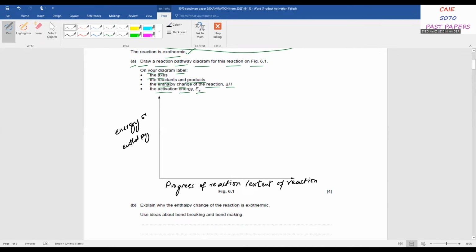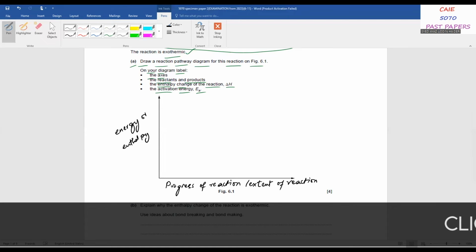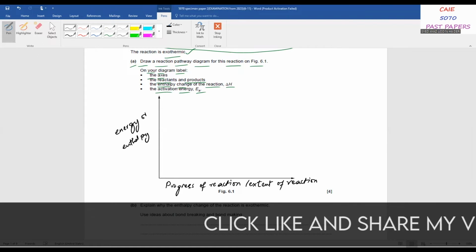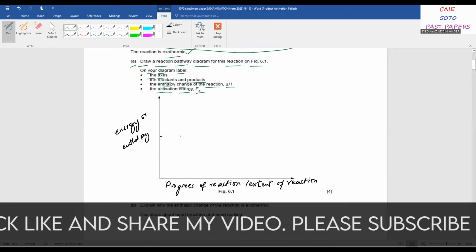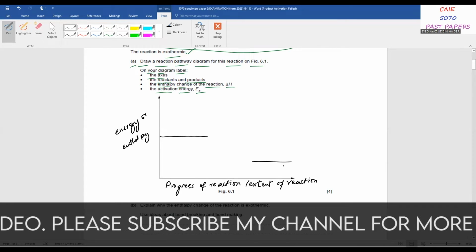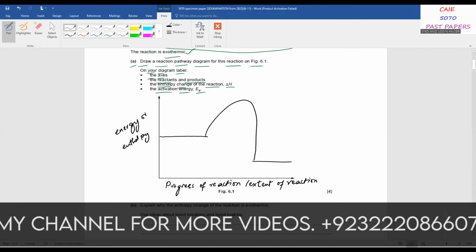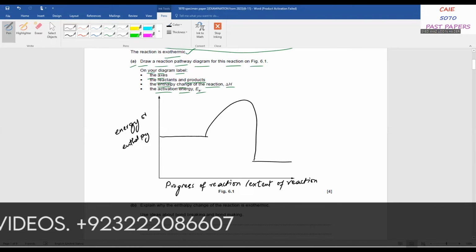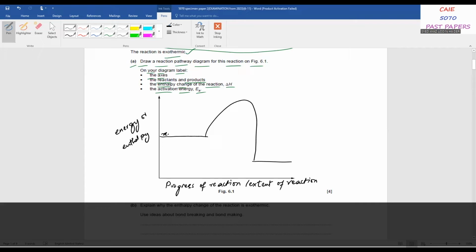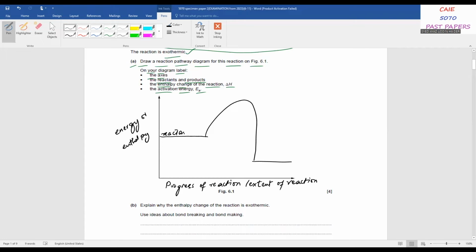Now I'm drawing the reaction pathway. This is an exothermic reaction, so the reactants are at a higher energy state than the products. So this is the reactant, and this is the product. You will get an energy hump like this. On the reactant side, you will write the formulae of all the reactants. On the product side, you will write the formulae of all the products produced.